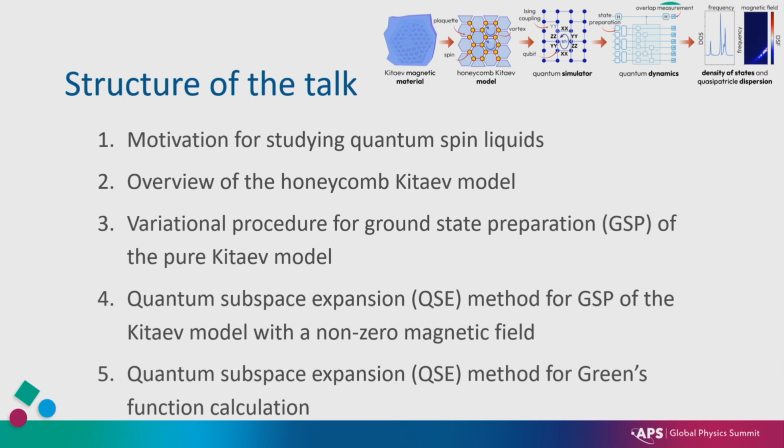Today we're going to talk about why we even care about quantum spin liquids and what their significance is. Then we're going to give an overview of the honeycomb Kitaev model, which is a model for quantum spin liquids on a honeycomb lattice. Then we're going to talk about how we prepare ground states variationally for the field-free model, before moving on to how we can extend to preparing the ground states when you add symmetry-breaking magnetic field terms. And finally, we're going to talk about the quantum subspace expansion method when we apply it to simulating dynamics.